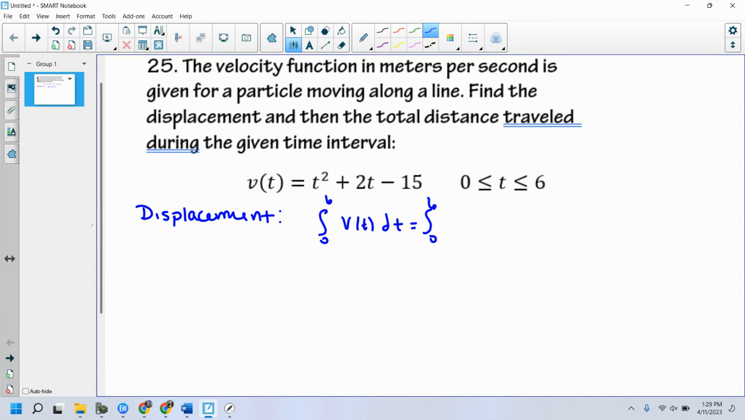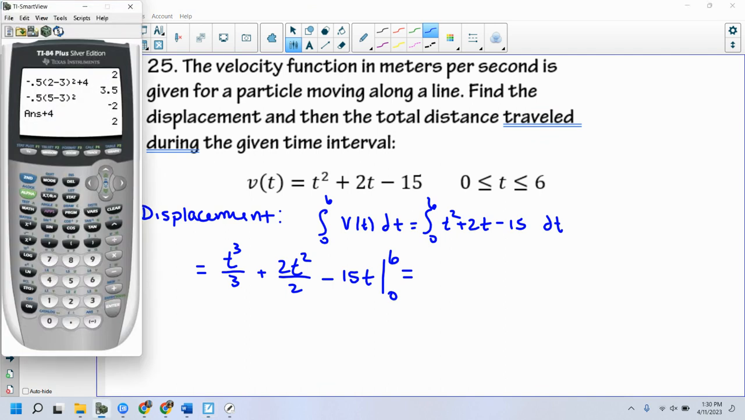Okay, so net displacement is the integral from 0 to 6 of v(t) dt, which is the integral from 0 to 6 of t squared plus 2t minus 15 dt, which is the antiderivative t to the third over 3 plus 2t squared over 2 minus 15t from 0 to 6. The nice thing about 0 is that when I plug in 0, it's going to be 0. So let's just plug in 6 and see what happens.